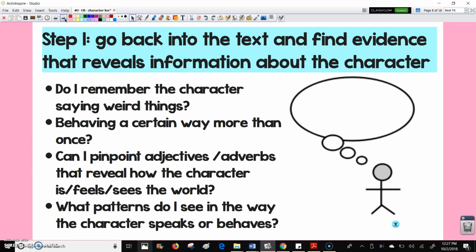Again, we're also looking for patterns. Patterns, like repetition of something, is how an author lets you know something is important. Can I pinpoint any adjectives or adverbs that reveal how the character is, how they feel, or how they see the world? What patterns do I see in the way the character speaks or behaves? As I look at the places where the character is speaking and doing things, what are some things that are happening in multiple places in the text?